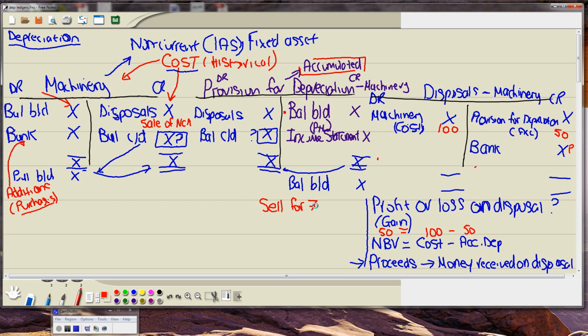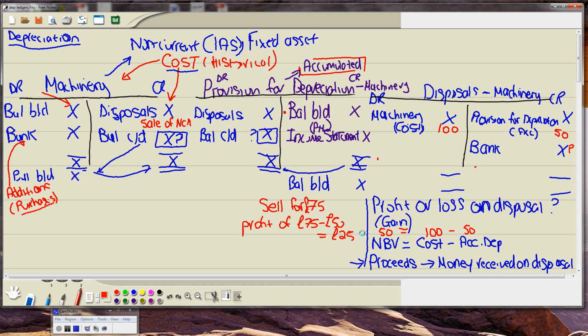So that's a £50 machine sold for 75. If you think about it, if your mobile phone was generally worth £50 and you sold it for 75, well, you've made a profit, haven't you? That's a profit of £75 minus £50, which is a profit of £25. So how would you represent that in the ledgers?